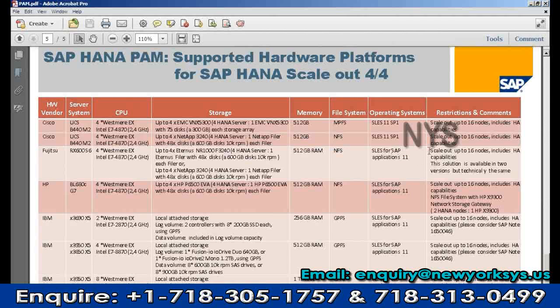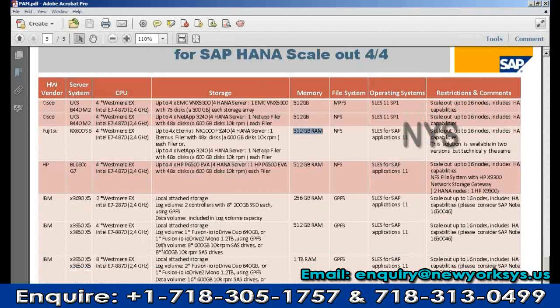But if you read this particular one, scale out up to 16 nodes. That is to say, we are giving 16 servers in parallel, each with 512 GB of RAM. Okay, so for some of them, like your IBM machine, 1 terabyte RAM per server and scale out up to 16 nodes. That is 16 terabytes of data storage on a single HANA server.